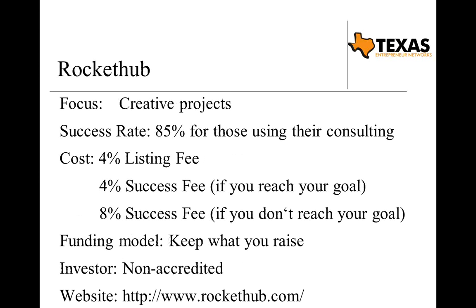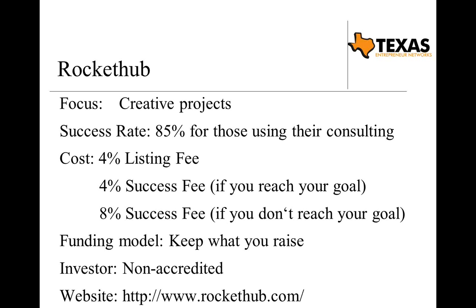The next one up is Rocket Hub. It also caters to creative projects. They claim a success rate of 85% for those who use their consulting, but that was the only success rate number I could find on their site, and in talking to the leadership there.